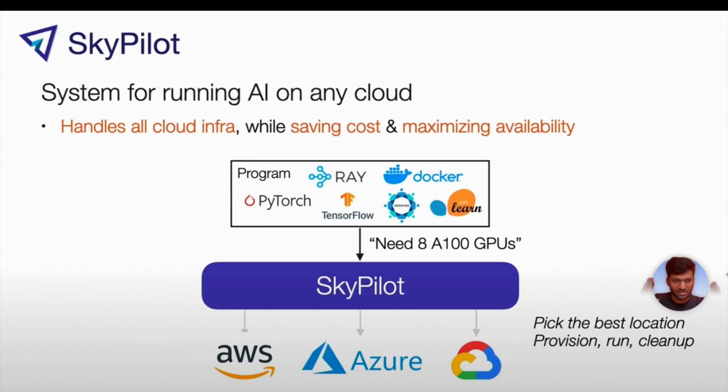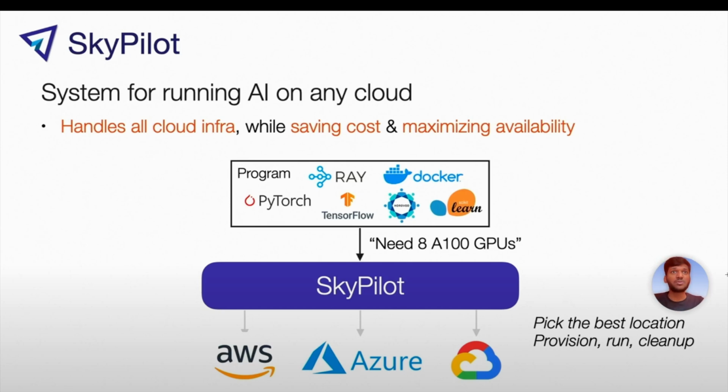To solve all these problems, like handling the cloud infra, the complexities, saving the cost, and maximizing the availability, all of these are now taken care of by SkyPilot. Whatever we run as a program, by using PyTorch, TensorFlow, sklearn, Docker, Ray, everything will be passed to SkyPilot, so that it will interact with all the cloud providers we give it access to. It will choose the best location, best provision, run cleanup and setup. As soon as you spin up the instance, you need to install the dependencies. So everything will be taken care of by this.